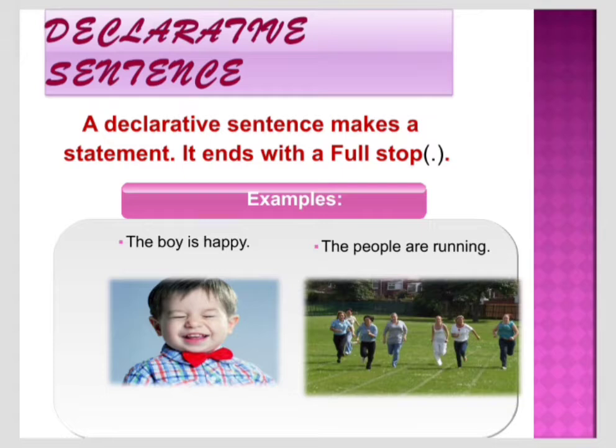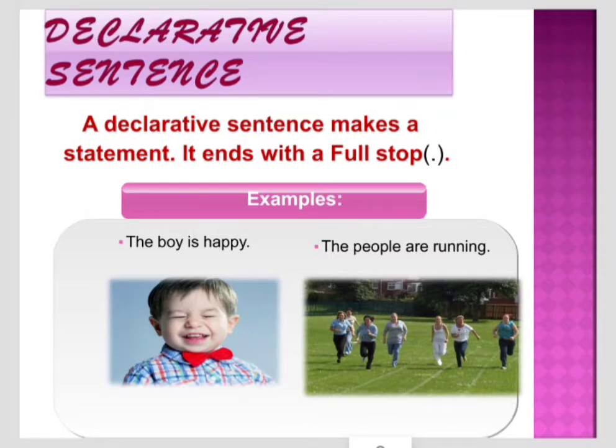Now, first category is declarative sentence. What is a declarative sentence? A declarative sentence makes a statement, it states a fact or an opinion, and always ends with a full stop. In some cases, it might even end with an exclamation mark where a person is making a statement expressing his feelings. So that is also a declarative sentence. For example, the boy is happy. It is a statement ending with a full stop. The people are running. Again, a declarative or an assertive sentence.